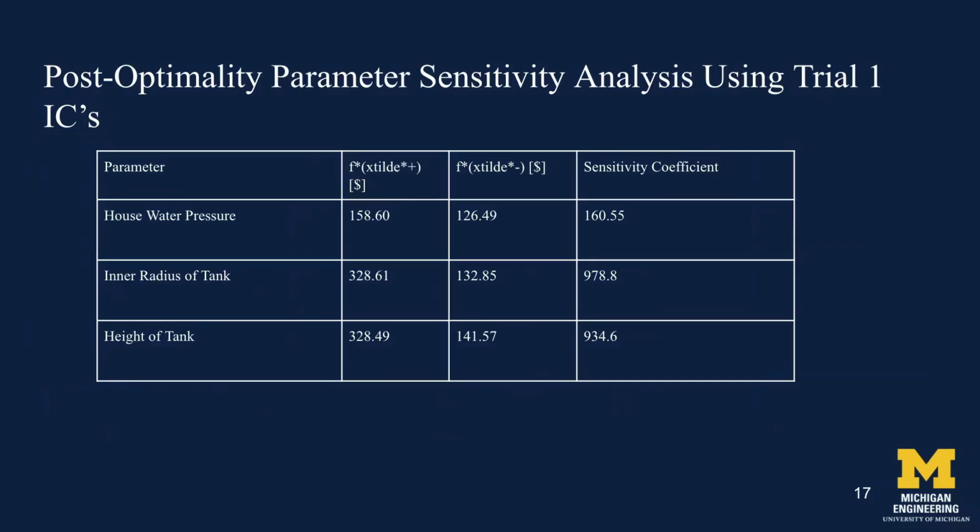Moving on to parameter sensitivity analysis, we had many parameters but chose these 3 because of how they interacted with the rest of the system. For example, house water pressure was the only parameter relating to the first subsystem, so we thought there was a high probability for it to have high sensitivity. The inner radius of the tank and height of the tank are terms that are raised to a power in our equations, so we also thought they would have high sensitivity. Again, an alpha of 10% was used, and the sensitivity coefficients are shown. The most sensitive parameter is the inner radius of the tank.